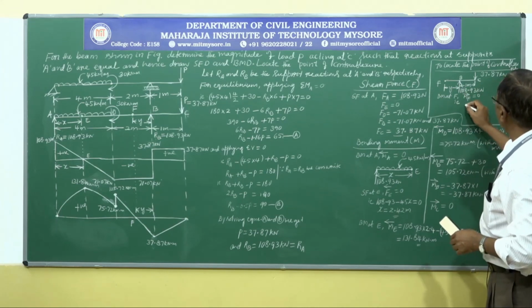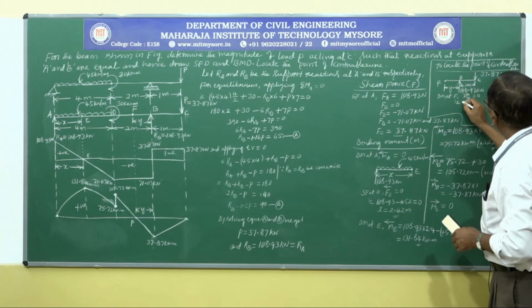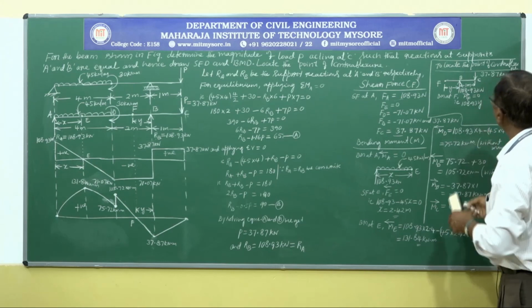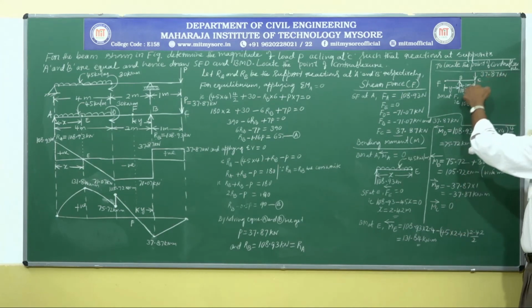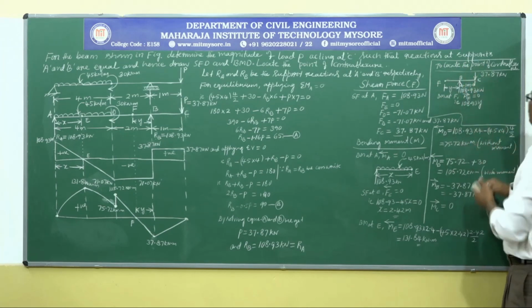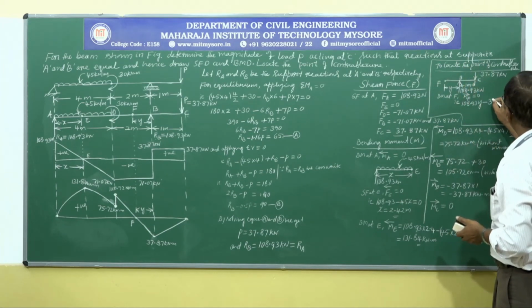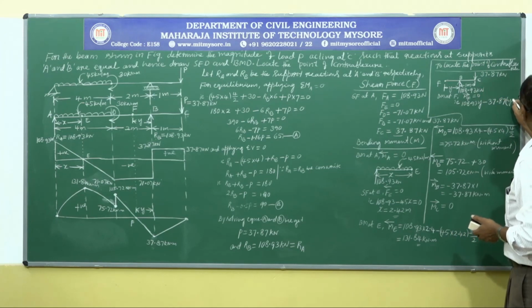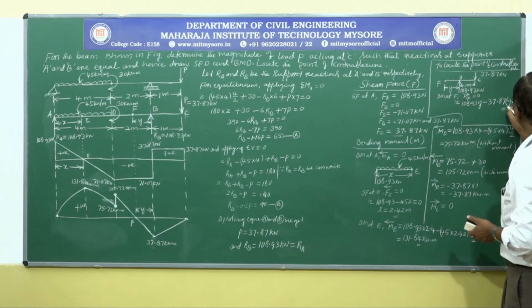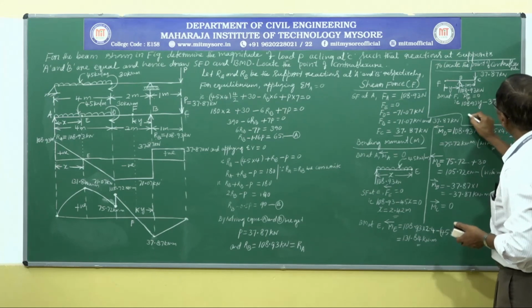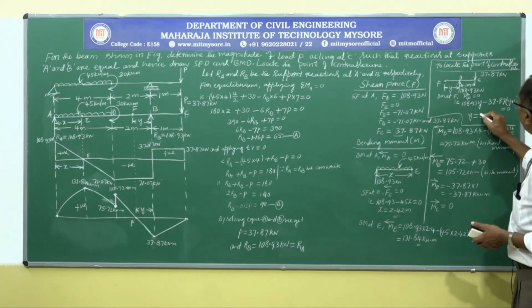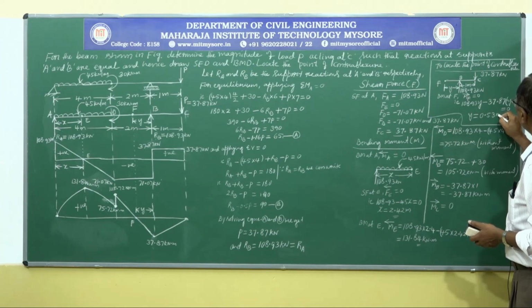So consider anti-clockwise as positive, 108.93 kilonewton, 108.93 into y. Next, this point load is creating a clockwise moment. Clockwise is negative, minus 37.87 into the total distance, y plus 1, that is equal to 0. Solving this simple equation, you will get the y value, that is equal to 0.53 meters.